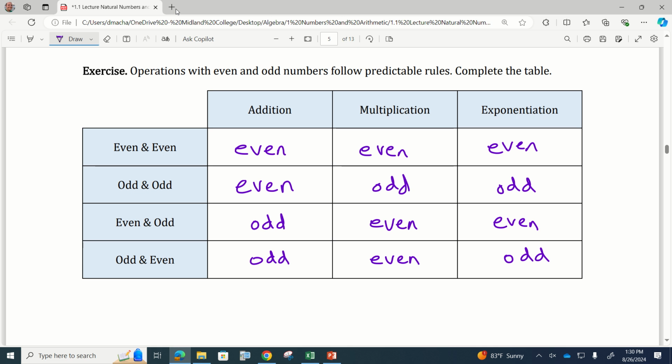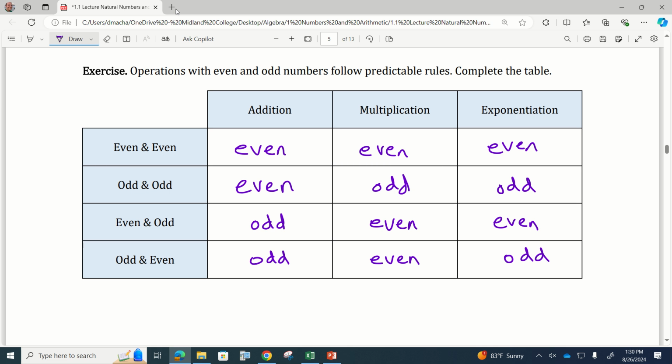So the trick to this, you do not have to memorize this table. This is the trick. The rules work for every even and odd number. So you can choose the easiest even and odd numbers to think about. I like to think about 2 and 3.